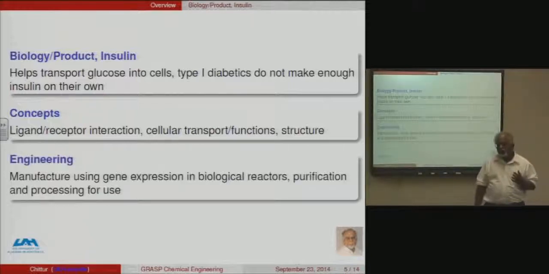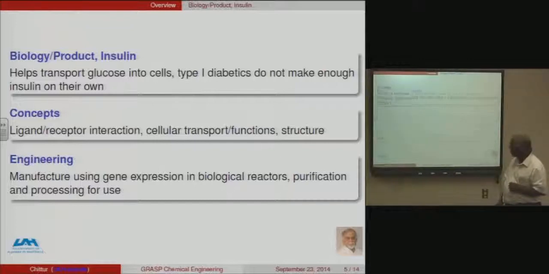Then the question is, what is the role of the engineer? If you need to make insulin for patients, for example, how do you make it? Do you use a chemical process? Do you use a biological process? What is the safest way to make it, and to make it at a price that people can afford? That's also very, very important. And the chemical engineer has played a very, very important role in the production of insulin.